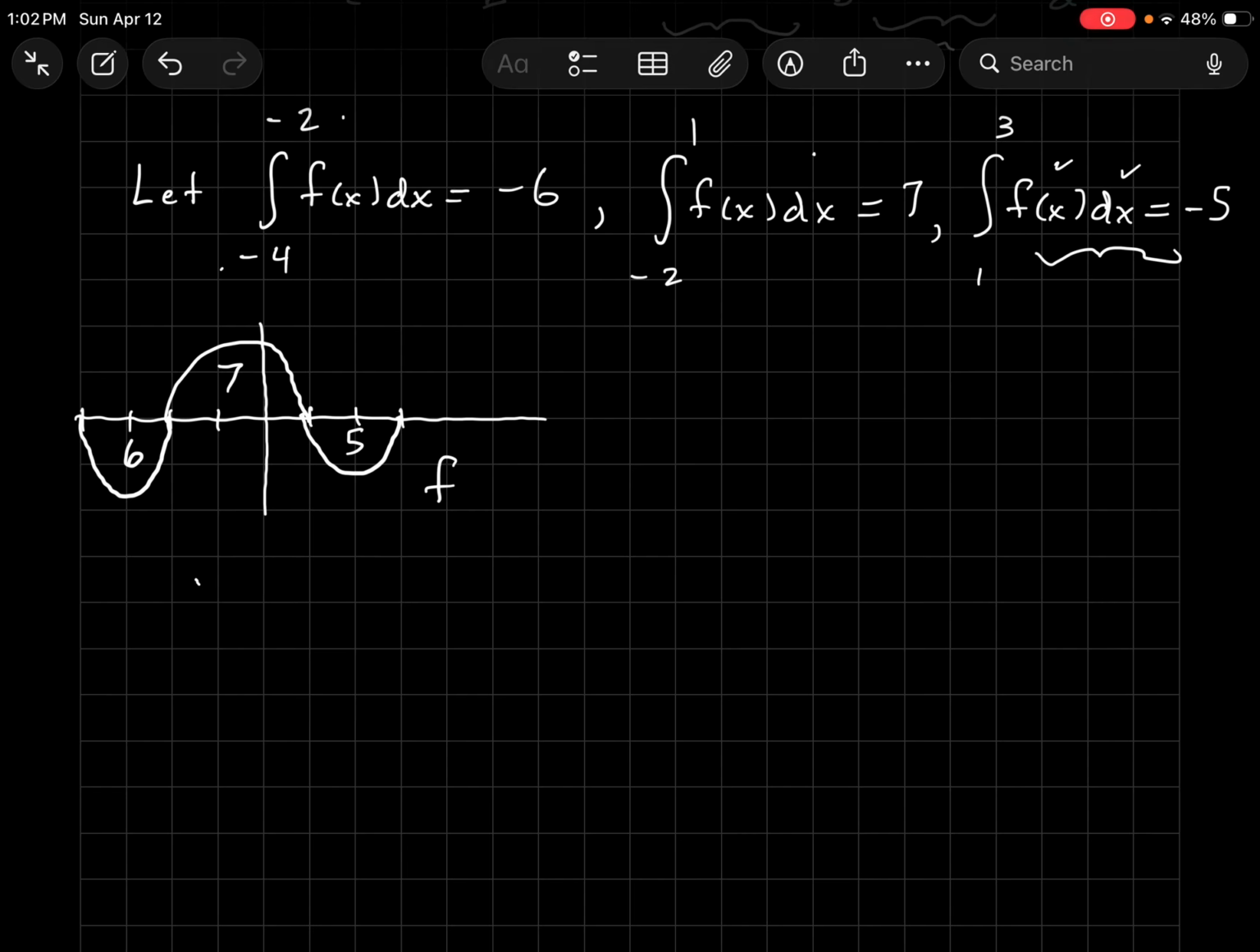So here's some questions. What is the integral from -4 to 1 of f of x dx? What do you think that equals? Well, it's this first piece, but notice this first piece is negative, plus the second piece, which is positive, so I get a value of 1.